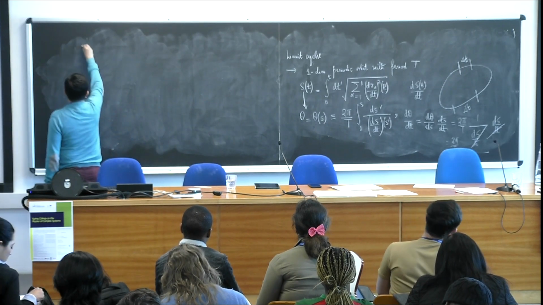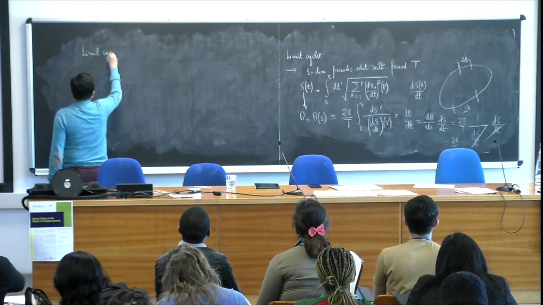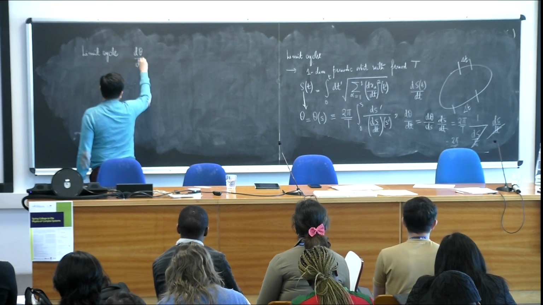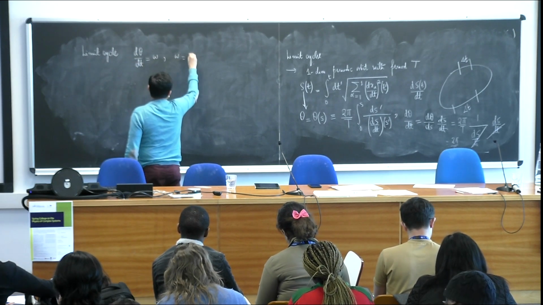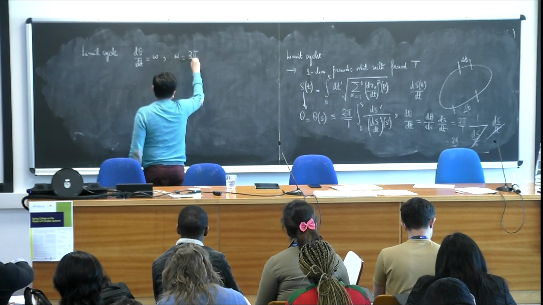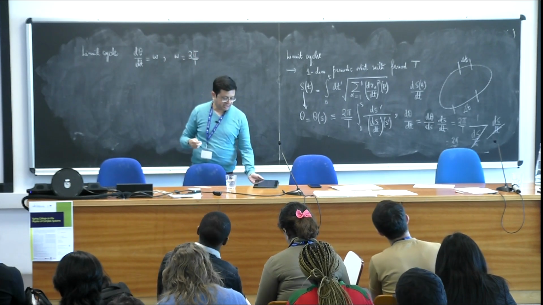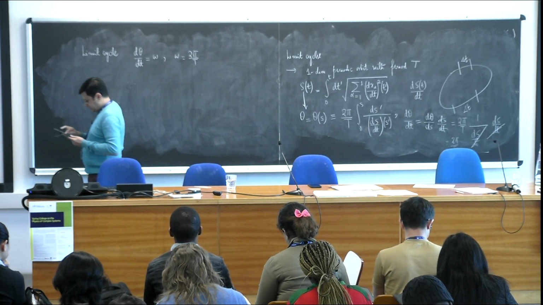So my limit cycle will be characterized by an equation of motion of this sort. Omega, where omega is equal to twice pi by T. T is the time period of the limit cycle. How much time does it take to come back to its initial location after a certain time?